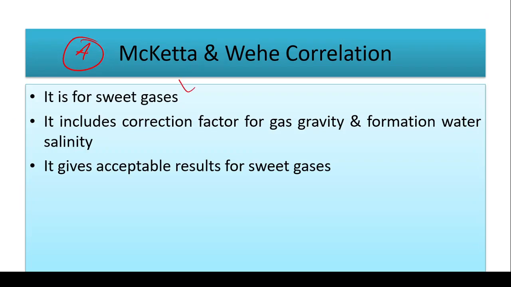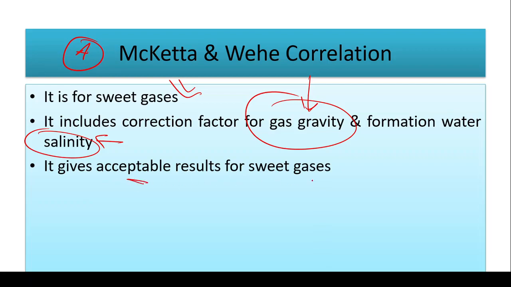This one is used for natural gas which is sweet in nature, meaning the acid gas content is very low, so that the natural gas becomes a sweet natural gas. It includes the correction factor for gas gravity and water salinity. As we have already discussed in the previous video, there is an effect of gas gravity and also of salinity on the water content. If we know the gas gravity and water salinity, we can incorporate the correction factors for these two parameters, and the results we get are very accurate, and we can accept them especially for sweet gases.